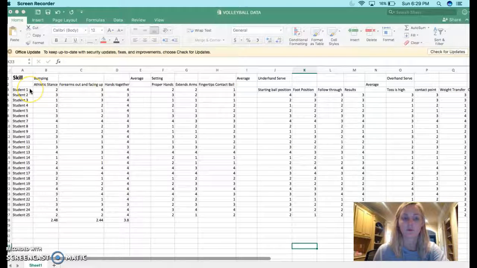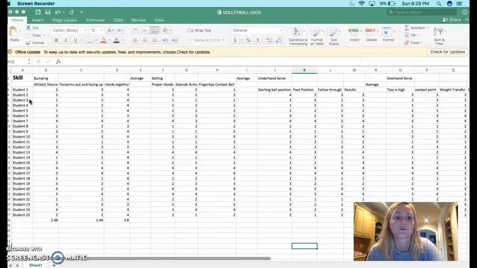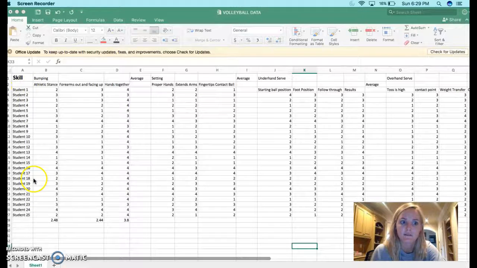Like I will do in a real class, I'd have all my students be assigned a number for their own personal reasons. I don't want anybody seeing what each other made. So I have student 1 through student 25. And then I just gave a fake number for each different category. I use Excel because I think it's easy to find average and all of that kind of stuff.